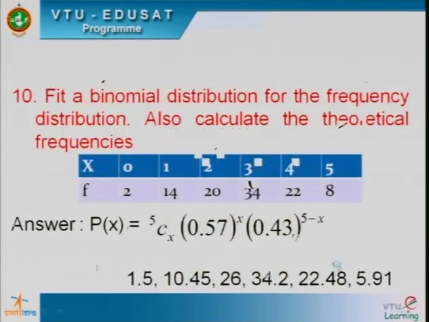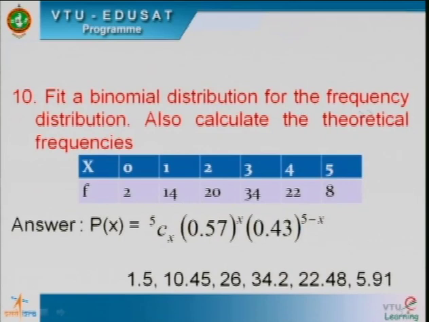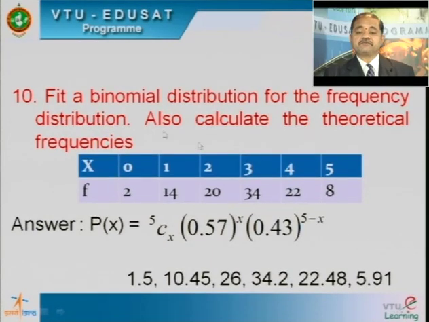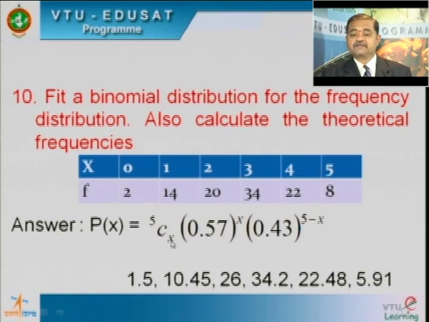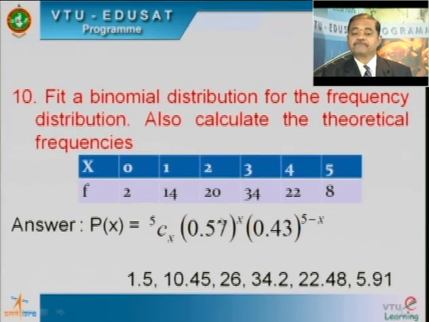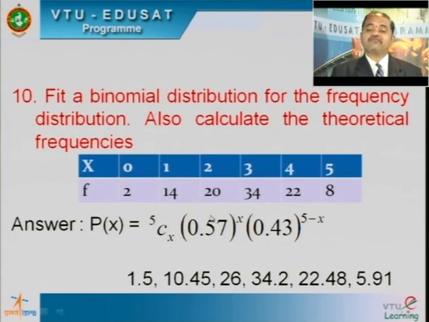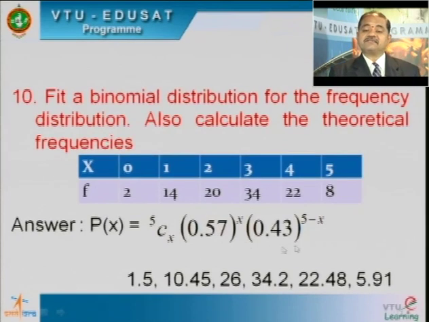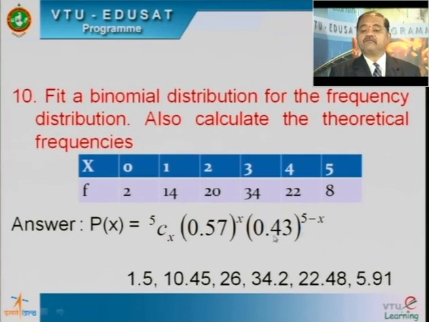For your reference, I have given one more problem, but I have not given the complete solution. You should work it out. Find the binomial distribution from the frequency distribution, and also calculate the theoretical frequencies. Here you see 0, 1, 2, 3, 4, 5 is there, so my n value is 5. If you calculate the p value using sigma fx by sigma f, it is going to be 0.57, therefore q is 0.43.